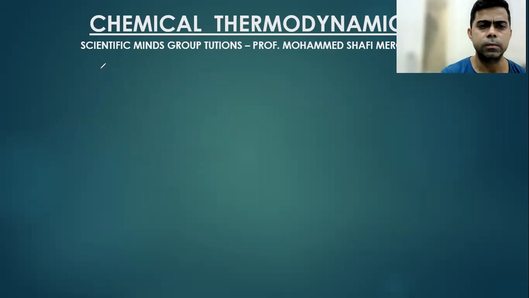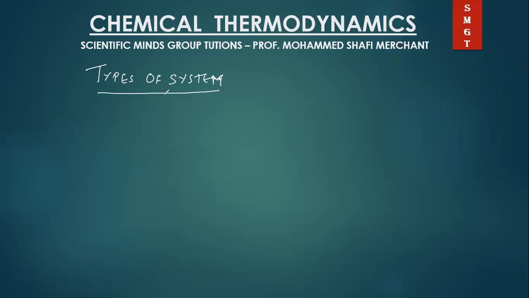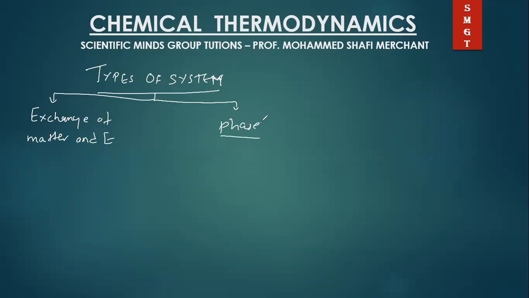Let's move on to the next concept, that is types of system. Now, a system can be classified on the basis of exchange of matter and energy and on the basis of phase. On the basis of phase, you will be aware of homogeneous system or heterogeneous system. Homogeneous system forms one single phase, for example, salt in water. Heterogeneous system forms more than one phase, for example, oil in water.